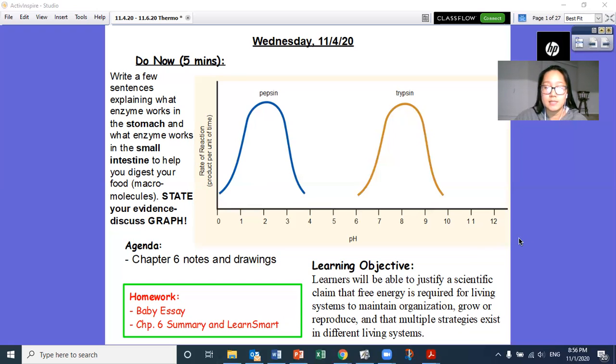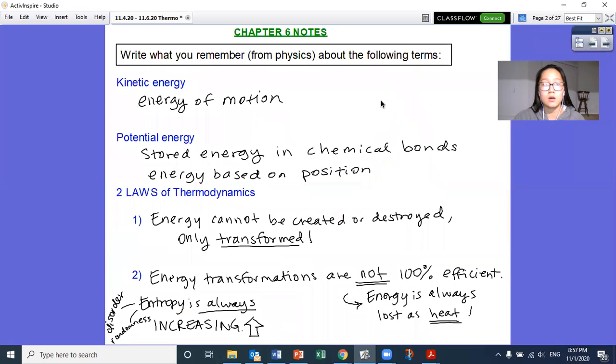So our learning objective is that learners will be able to justify a scientific claim that free energy is required for living systems to maintain organization, grow or reproduce, and that multiple strategies exist in different living systems. So that being said, we're gonna move on and start off with the notes. So we're gonna go over some basic vocabulary.